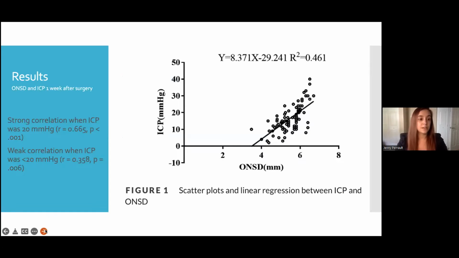So the results, ONSD and ICP 1 week after surgery. Overall, ONSD was strongly correlated with ICP, and that had a p-value of less than 0.001. There was a strong correlation when ICP was 20 millimeters of mercury, and a weaker correlation when ICP was less than that. When ONSD was stratified, there was a strong correlation when it was greater than 5 millimeters, but not when it was less than 5 millimeters.